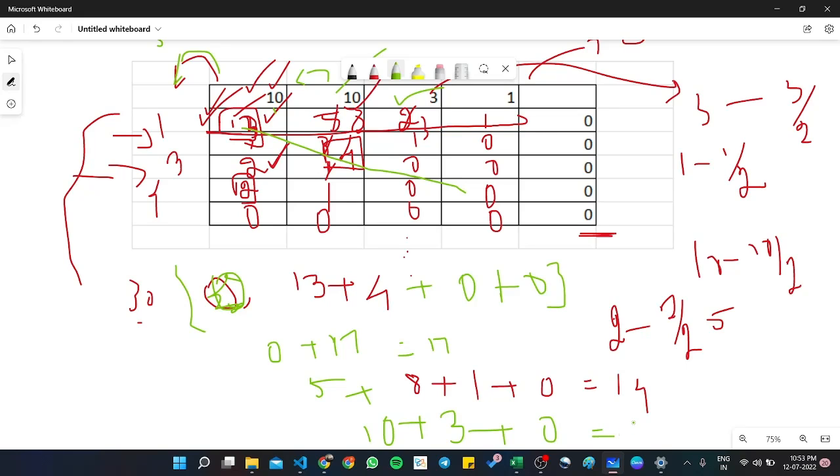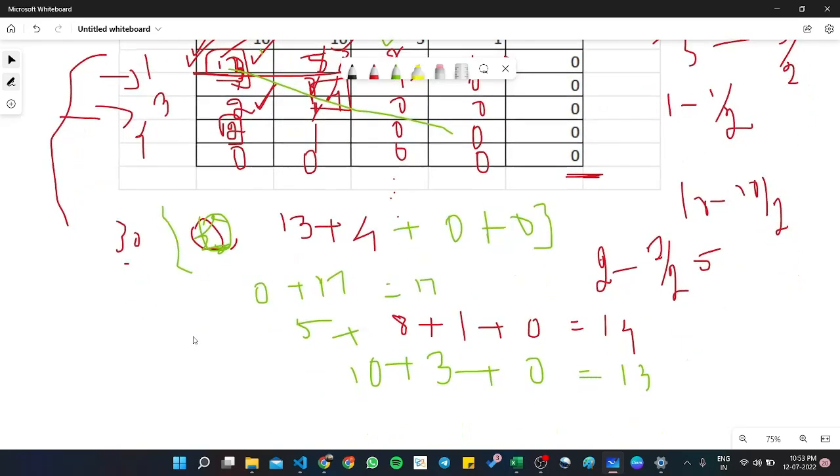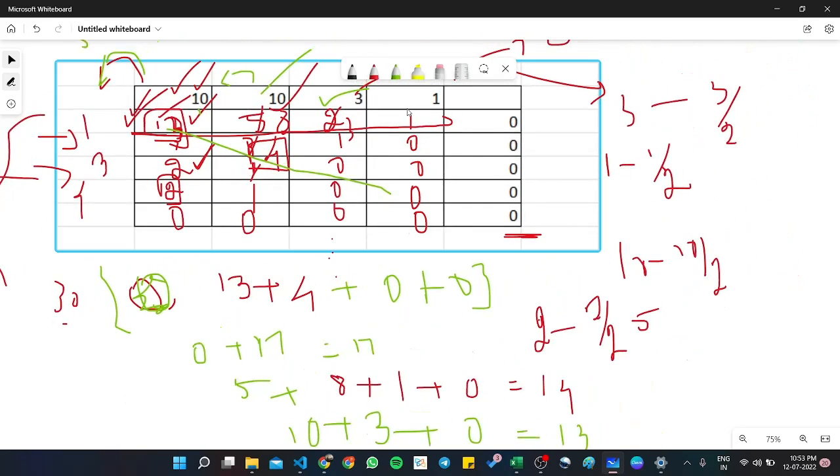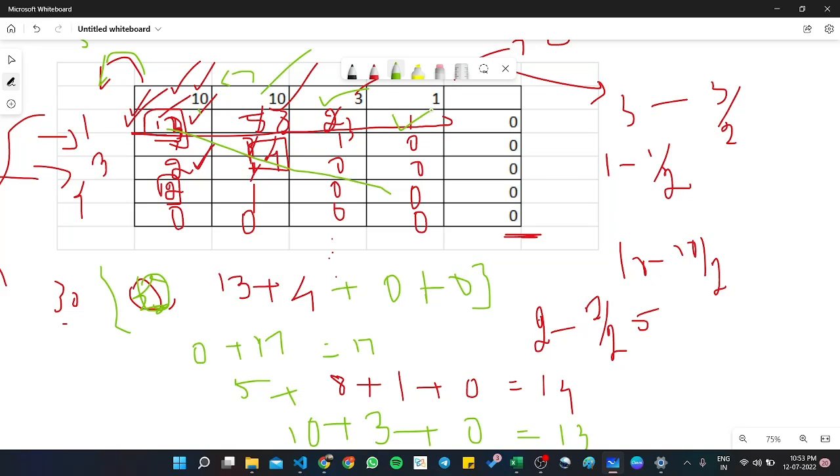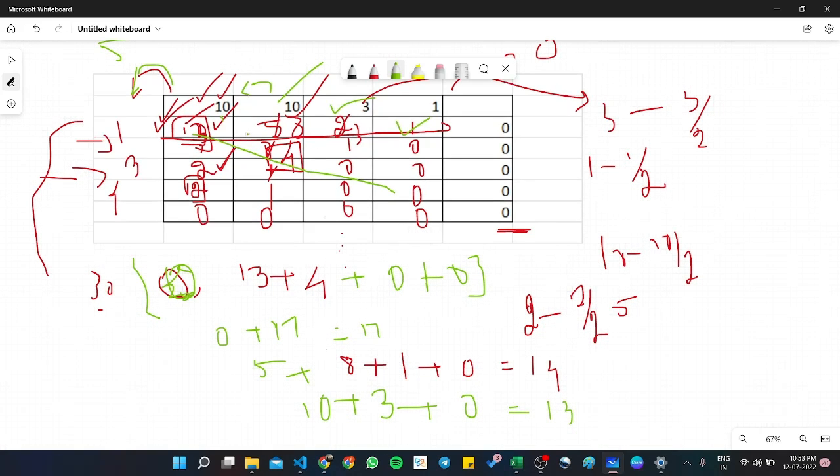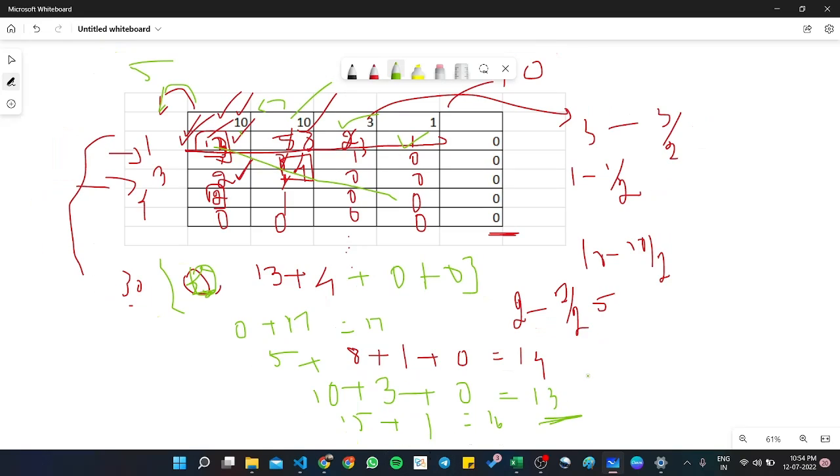So it will become 13. Okay, and the next option is, if I choose bad keys from this position, I use 3 good keys, so 15 plus 1 bad key, so equal to 16. So this is the minimum loss I can get by choosing this order of keys.